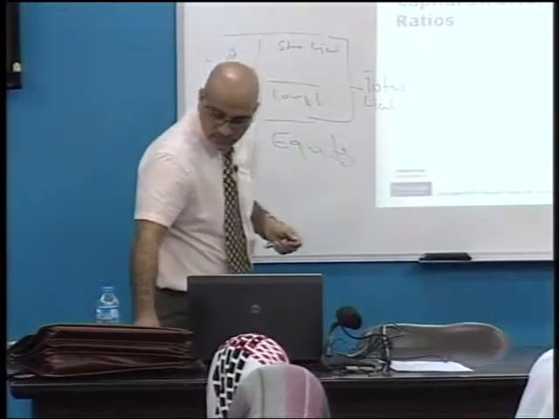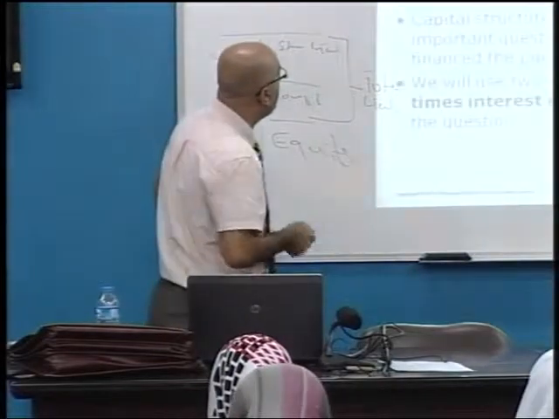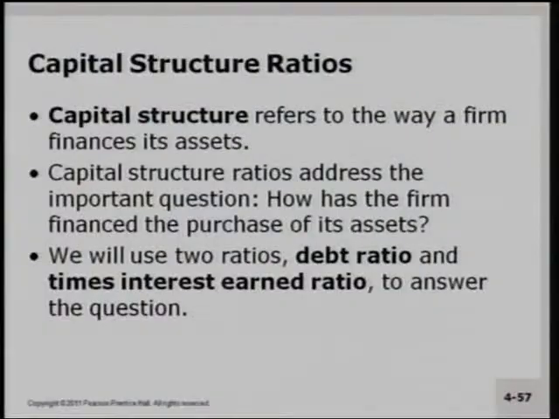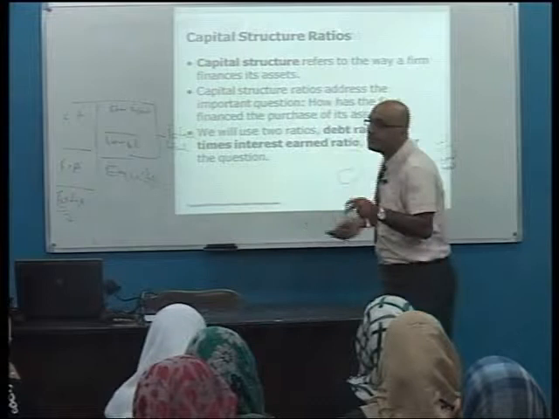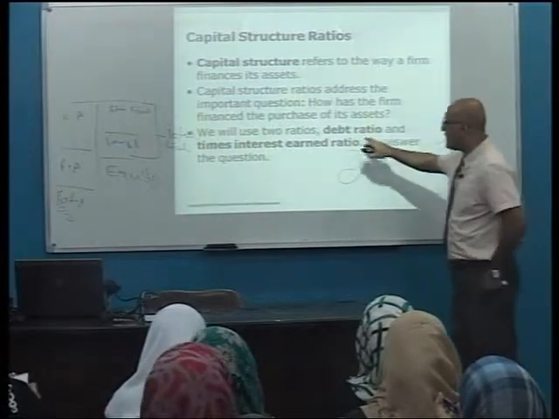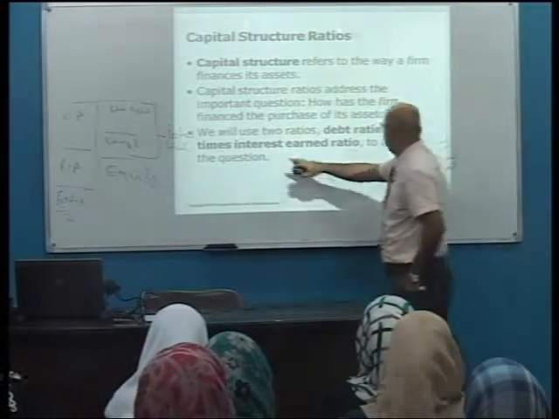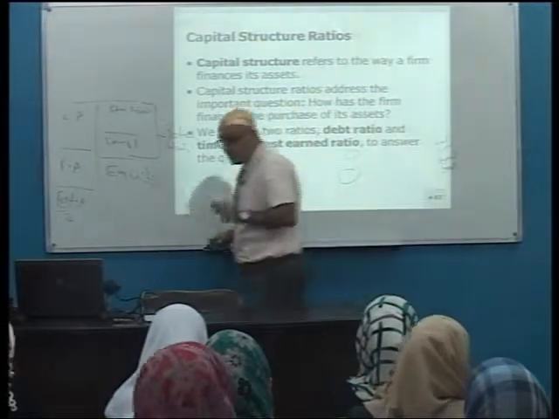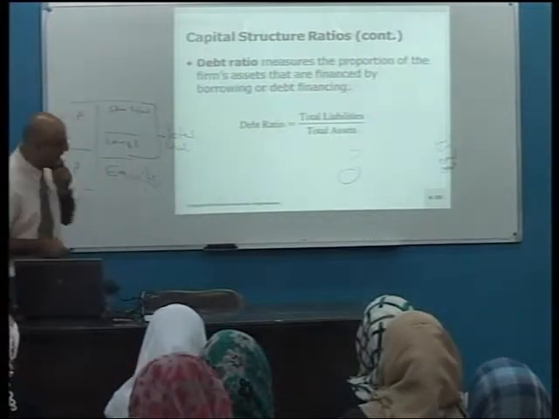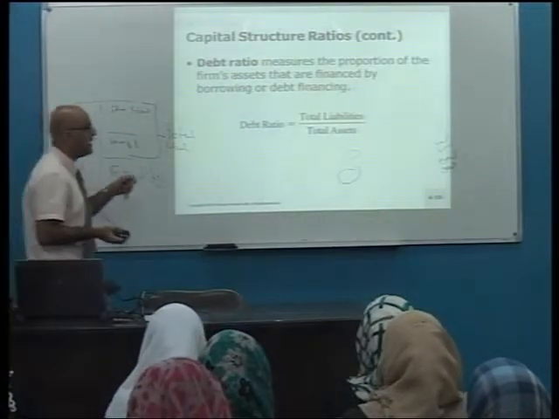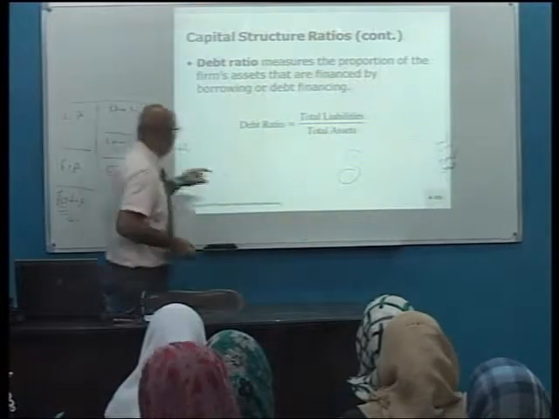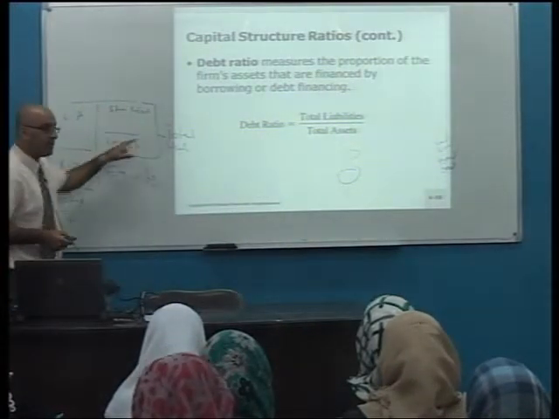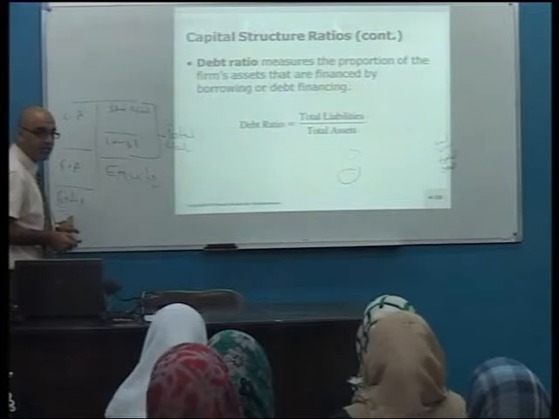So the capital structure, again, refers to the way a firm finances its assets. How can we measure this? There are many ratios we can use. Well, the most important ratios are the debt ratio and the times interest earned ratio. The first one, the debt ratio, is calculated as the total liabilities divided by the total assets. So look at this part divided by this part, the total assets.